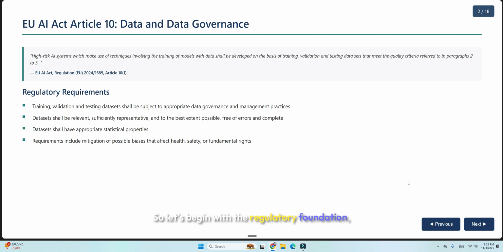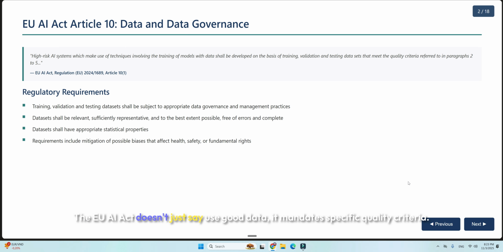So let's begin with the regulatory foundation. Article 10 of the EU AI Act, titled Data and Data Governance, establishes the fundamental requirements for high-risk AI systems. As it says, the regulation states, high-risk AI systems which make use of techniques involving the training of models with data shall be developed on the basis of training, validation, and testing data sets that meet the quality criteria referred to in paragraphs 2 to 5. So this is the starting point.